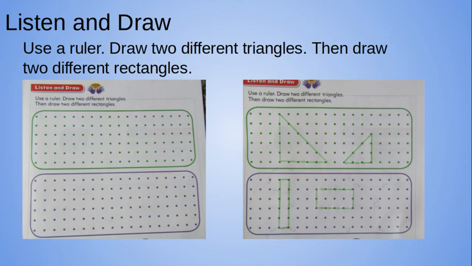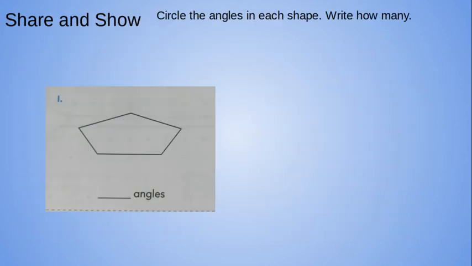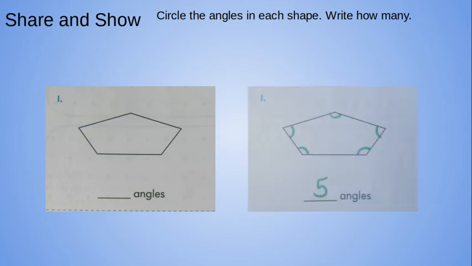All right, let's move on over to the share and show section. Our directions say circle the angles in each shape. Write how many. So looking at my first shape, I could count the sides, 1, 2, 3, 4, 5. That tells me it's a pentagon. Now I'm going to go ahead and circle, it's actually like a half circle to show the angles in that shape. Go ahead and do the same thing to yours. And then we can count that there are 1, 2, 3, 4, 5 angles.